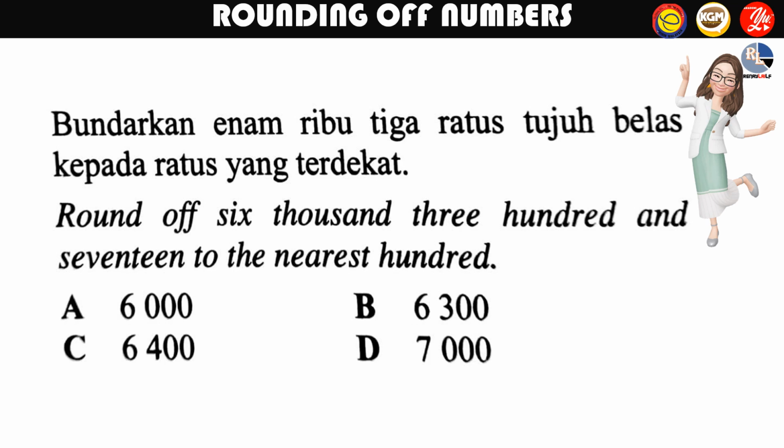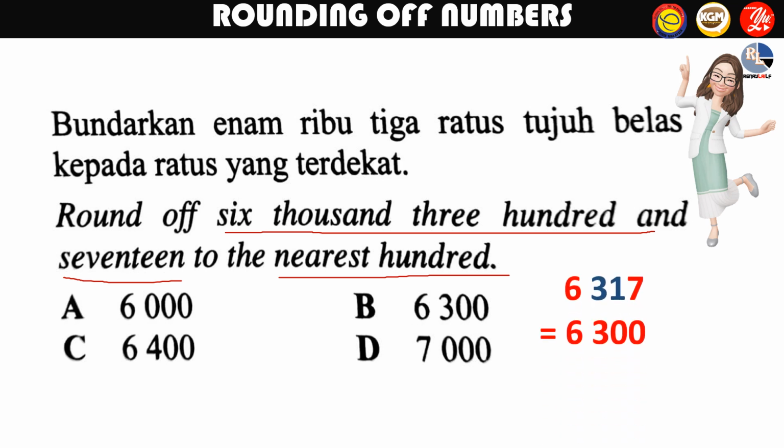Alright, let's look at the question. Round off 6,317 to the nearest hundred. Firstly, you are going to write the number down. Then after that, you notice it's nearest hundred. So how many numbers are you going to circle? Okay, let's look at the answer.